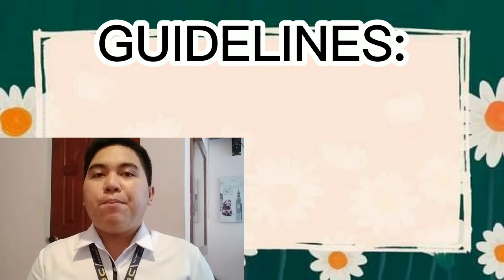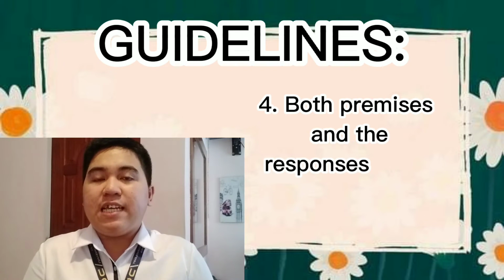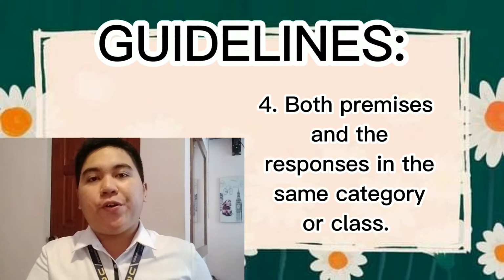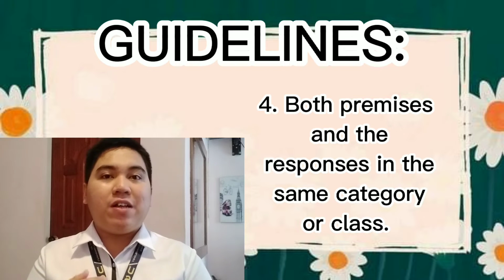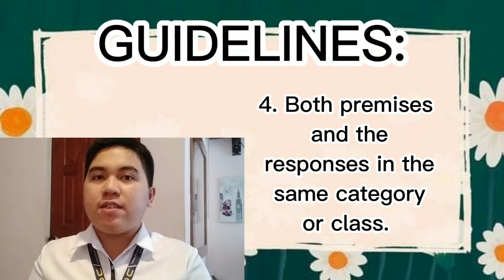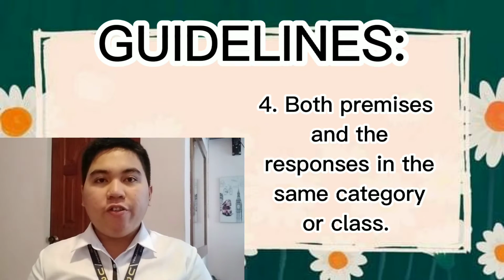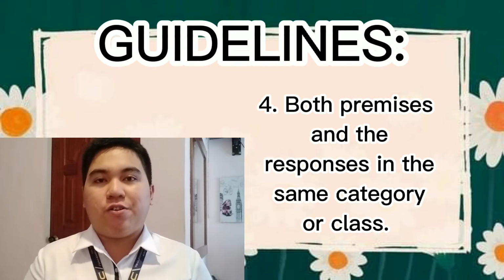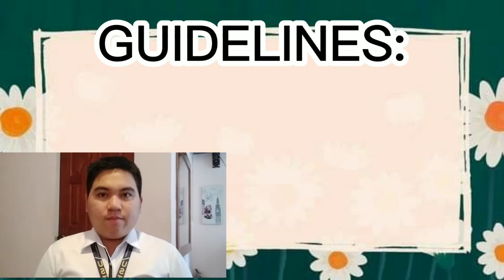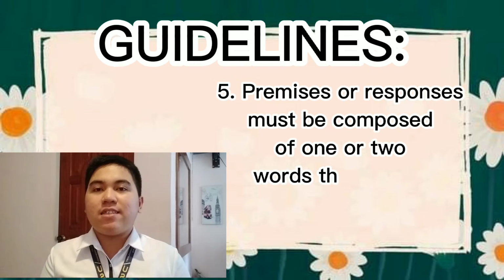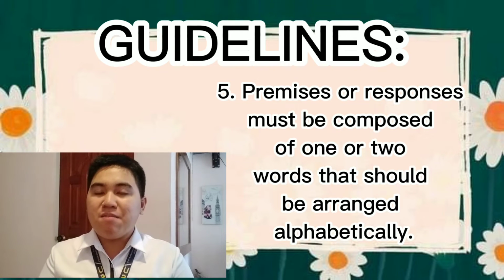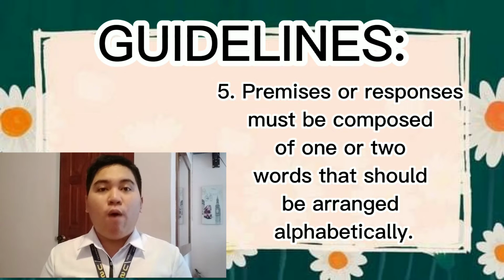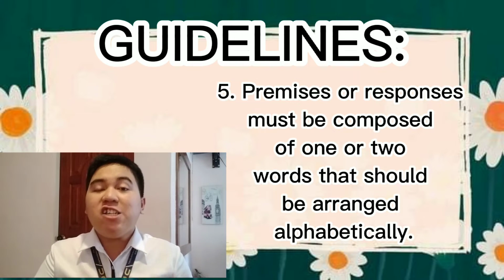Number 4, both the premises and the responses should be in the same general category or class, for example, inventors to inventions, authors to literary works, and objects to characteristics. And last but not the least, premises or responses must be composed of 1 or 2 words that should be arranged alphabetically.